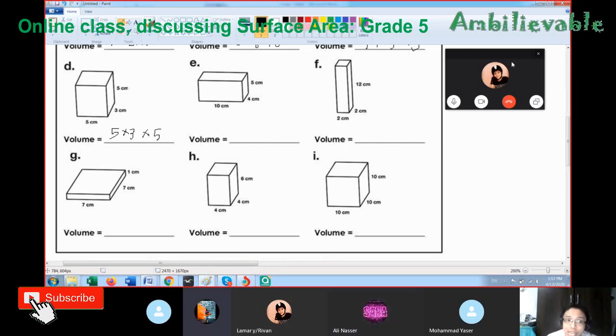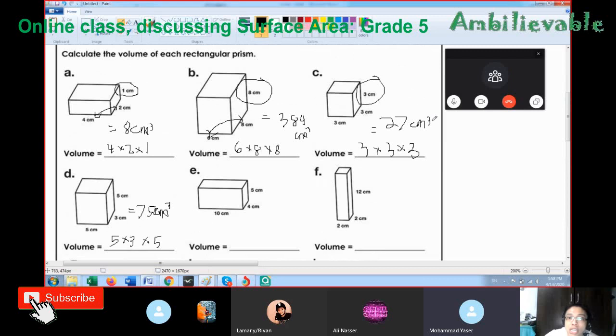5 times 3 times 5. It is 75 centimeters cube. Okay? Because 5 times 3 is 15, 15 times 5. What is letter C? Letter C is 27 centimeters cube. 3 times 3 is 9, times 3, 27.